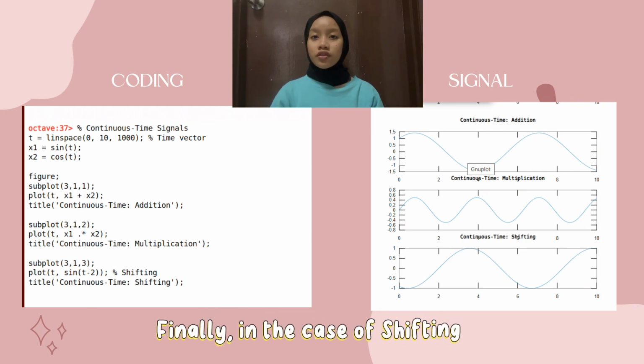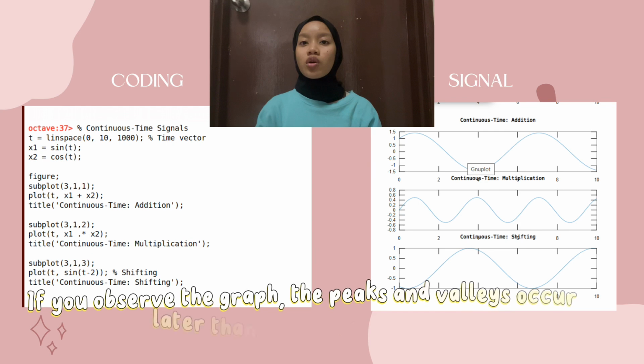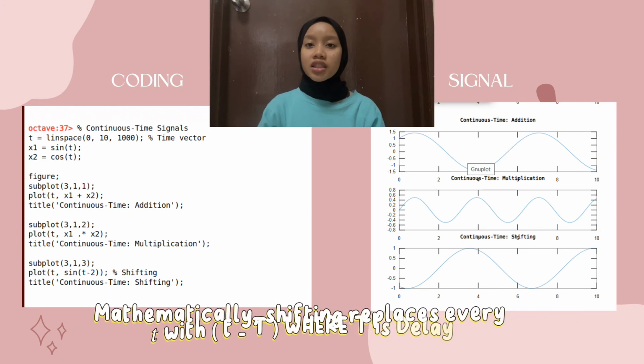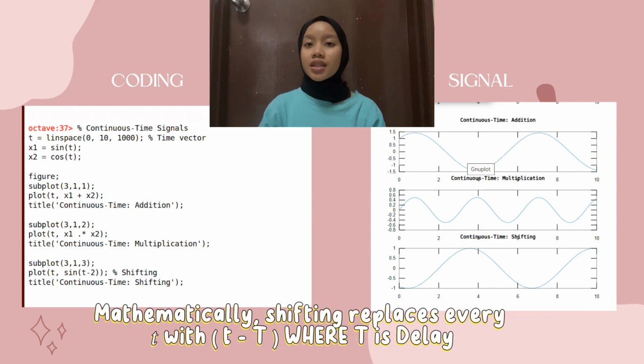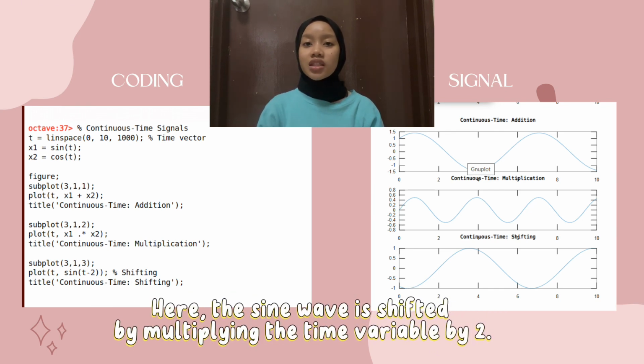In the case of shifting, a signal shifted by 1 second to the right simulates a delay. If you observe the graph, the peaks and valleys occur later than they did originally. Mathematically, shifting replaces every t with t minus T, where T is the delay. Here the sine wave is shifted by multiplying the time variable by 2.